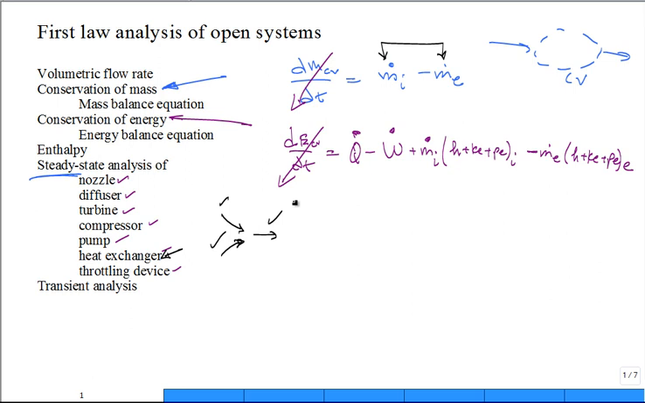So heat exchangers typically are not one inlet, one outlet. Throttling devices, one inlet, one outlet. Pumps, one inlet, one outlet. Compressors, one inlet, one outlet. Turbines, nozzles, and diffusers, the rest of those are all primarily one inlet, one outlet.